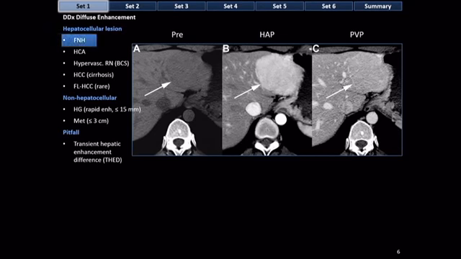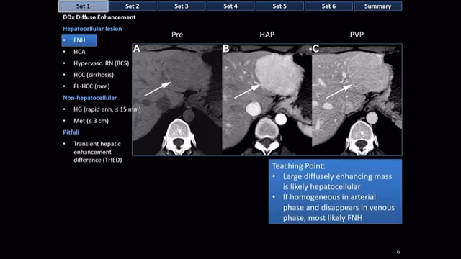Well, let's review again that this is a young woman, and this lesion disappears in the portal venous phase, and so the most likely diagnosis is FNH. So the teaching point: a large diffusely enhancing mass is likely hepatocellular if it's homogeneous in the arterial phase, and if it disappears in the venous phase, it's most likely a focal nodular hyperplasia. Now, can you make the diagnosis of focal nodular hyperplasia with 100% certainty in this case?